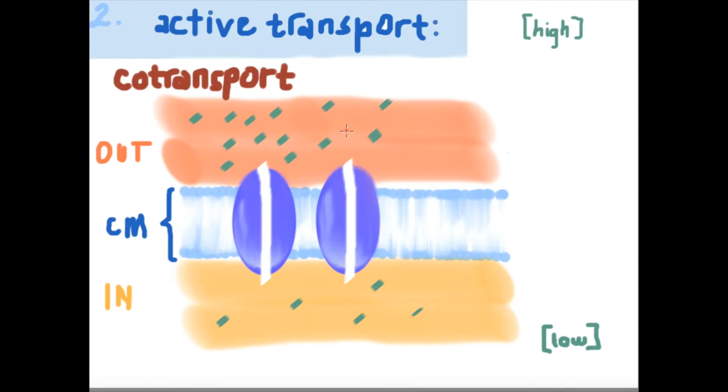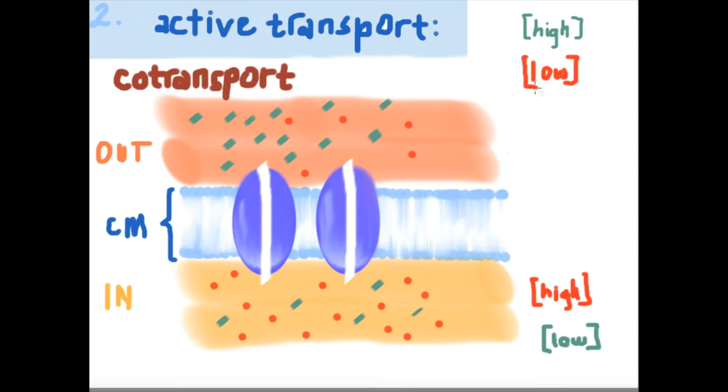So we have already established 2 concentration gradients. For the green molecules, outside the cell there is a higher concentration, and inside there's a lower concentration. And for the red molecules, it's vice versa. As we discussed before about concentration gradients, the molecules will naturally want to go from a higher concentration to a lower concentration to reach equilibrium.